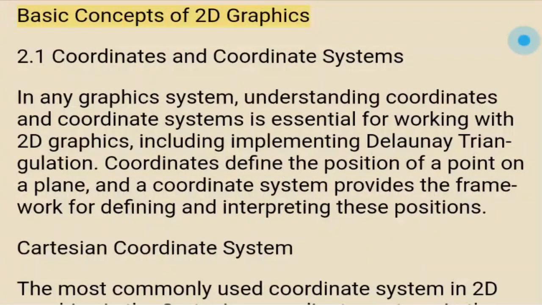2. Basic concepts of 2D graphics. 2.1 Coordinates and coordinate systems. In any graphics system, understanding coordinates and coordinate systems is essential for working with 2D graphics, including implementing Delaunay triangulation. Coordinates define the position of a point on a plane, and a coordinate system provides the framework for defining and interpreting these positions.